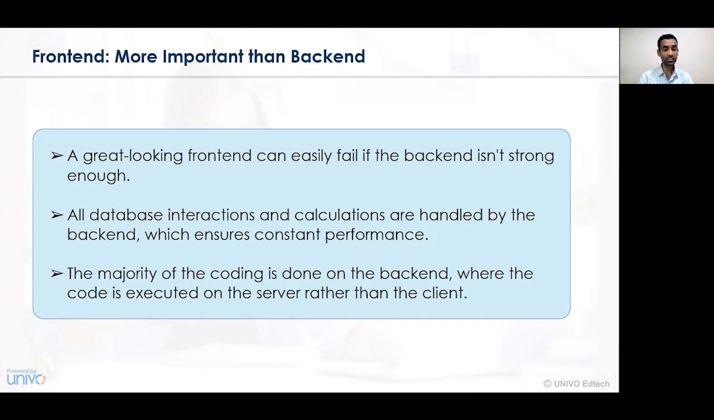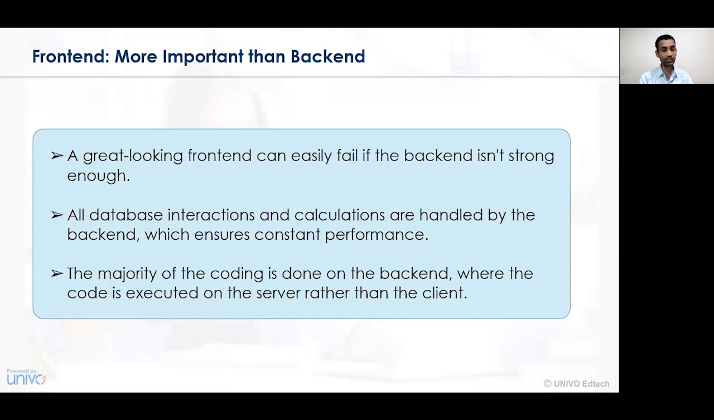All the database interactions and the calculations are handled by the backend people, which ensures that constant performance exists. And hence, for the database interaction, the front-end activity and backend activity should be conducted and coordinated in a better way. And those particular activities should have proper coordination and correlation, wherein each and every activity should not collide with each other, and those activities should be completed in the specified time period.